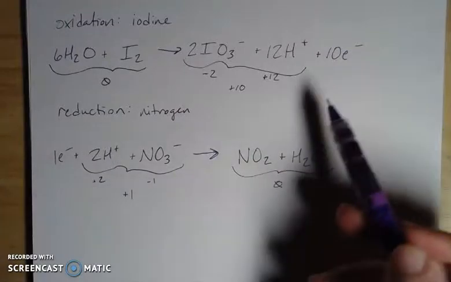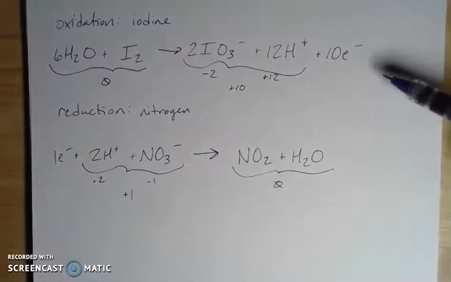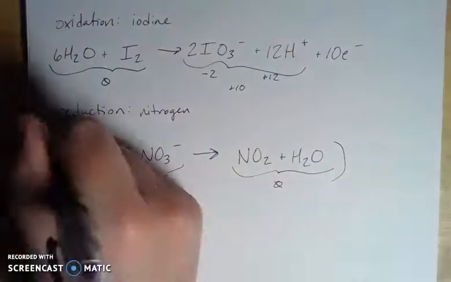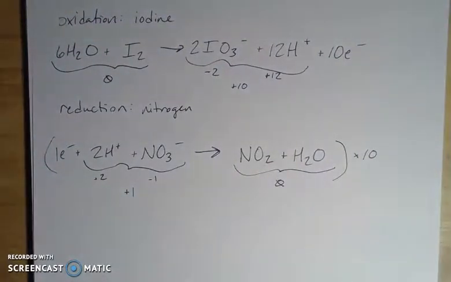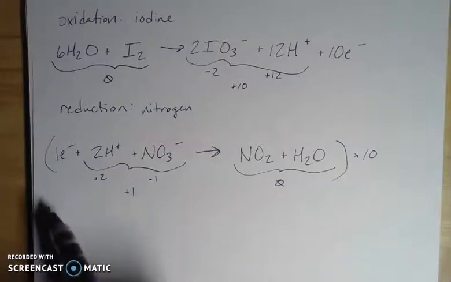Now we need to combine these together and simplify them, but in order to do so, we need to make sure that these electrons balance out. So the same number of electrons that I lose in my oxidation step should be the same number that I gain here. So I need to multiply my entire second reaction, my entire reduction half reaction, by 10 in order to balance out those 10 electrons that we're losing, because they have to go somewhere, and only one of them is going to get picked up per this reaction.